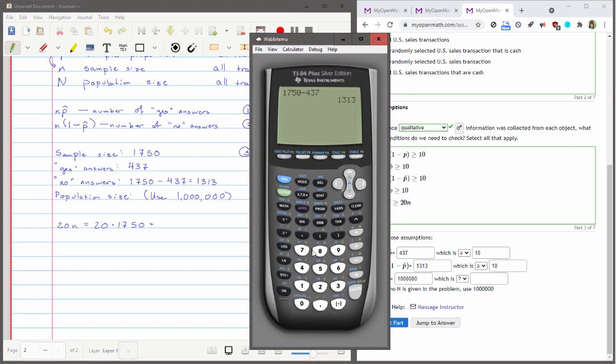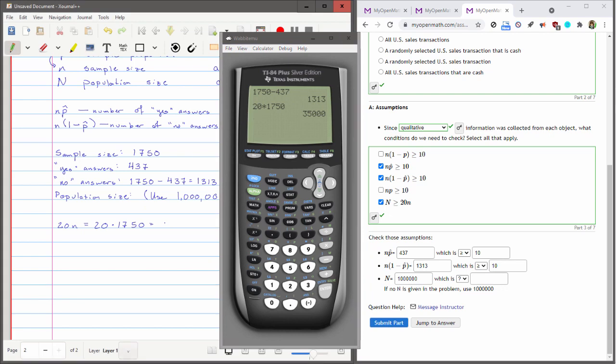Again, our calculator is our friend. We have 3,500. Or no, I'm sorry, 35,000. I can count zeros. And we see that 1 million is greater than or equal to 20 times our sample size. So since we know the number of sales transactions had to be at least 1 million, the population must be more than 20 times our sample size.